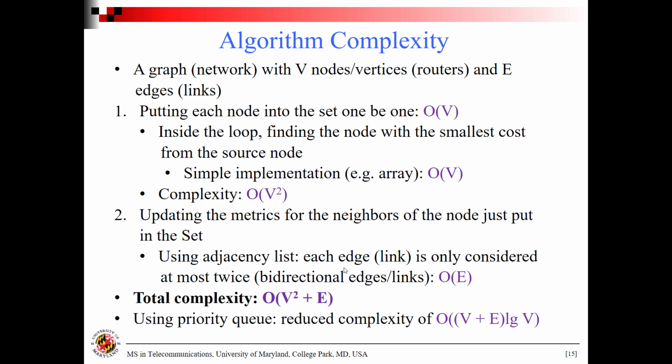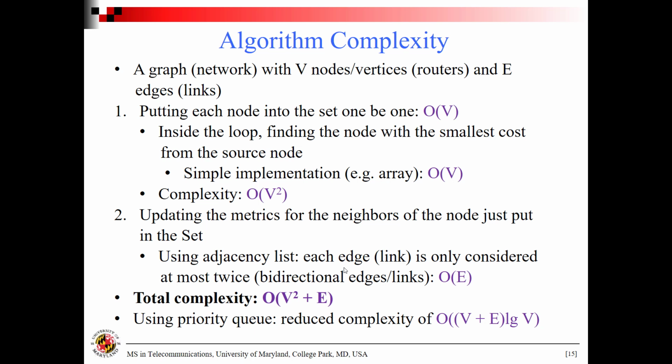And how you do that depends on what kind of data structure you assume in the implementation. So whenever we have something simple, for example, an array or linked list, then you're going to have to do a linear search to find the node with the smallest cost. Therefore, that search itself would have a linear complexity. And as a consequence, running the loop V times will have V squared complexity.